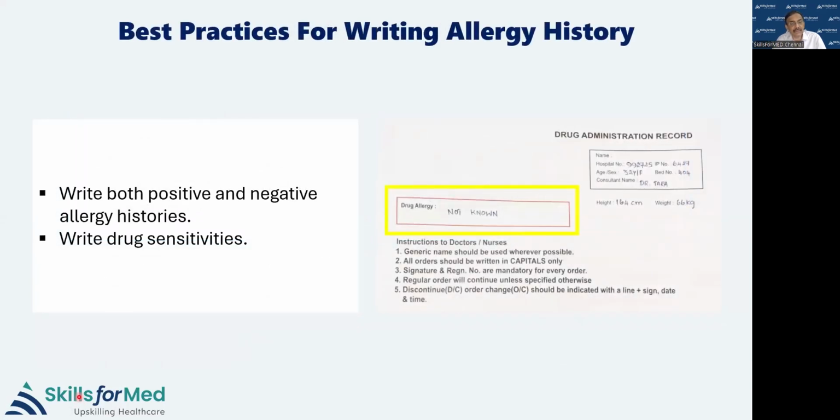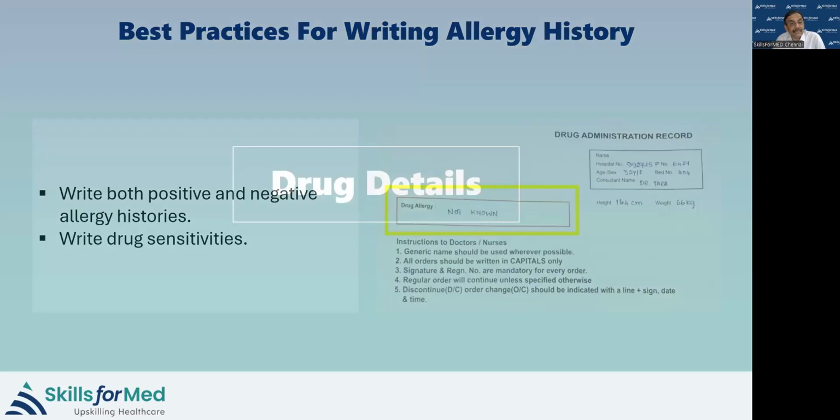Now, allergy history, you should write both positive and negative, and also write drug sensitivities. So if there is no drug allergy, or you don't know, or the patient says, I am not aware of any, then you will say there are no known allergies as of present. So this is one of the drug charts which we use, where there is instruction to the doctors and nurses. We will get into that in detail in the subsequent slides.